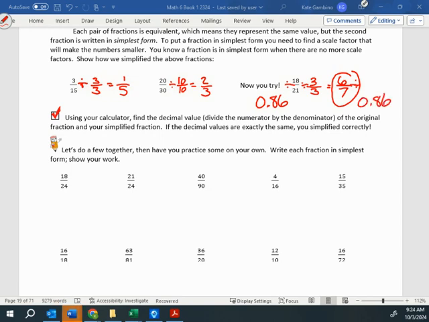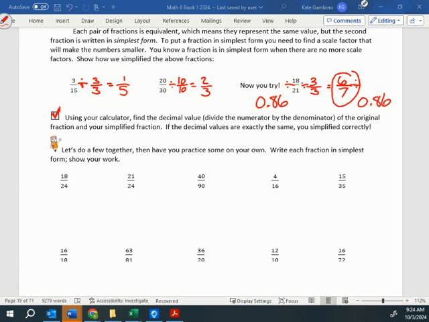I get 0.86. So I know that they are equivalent fractions. It's not going to tell me did I go as simple as I could get, but it is going to tell me I did the scale factor correctly. Okay? So that is your way to check, did I simplify correctly? But you always have to check, can I go lower?